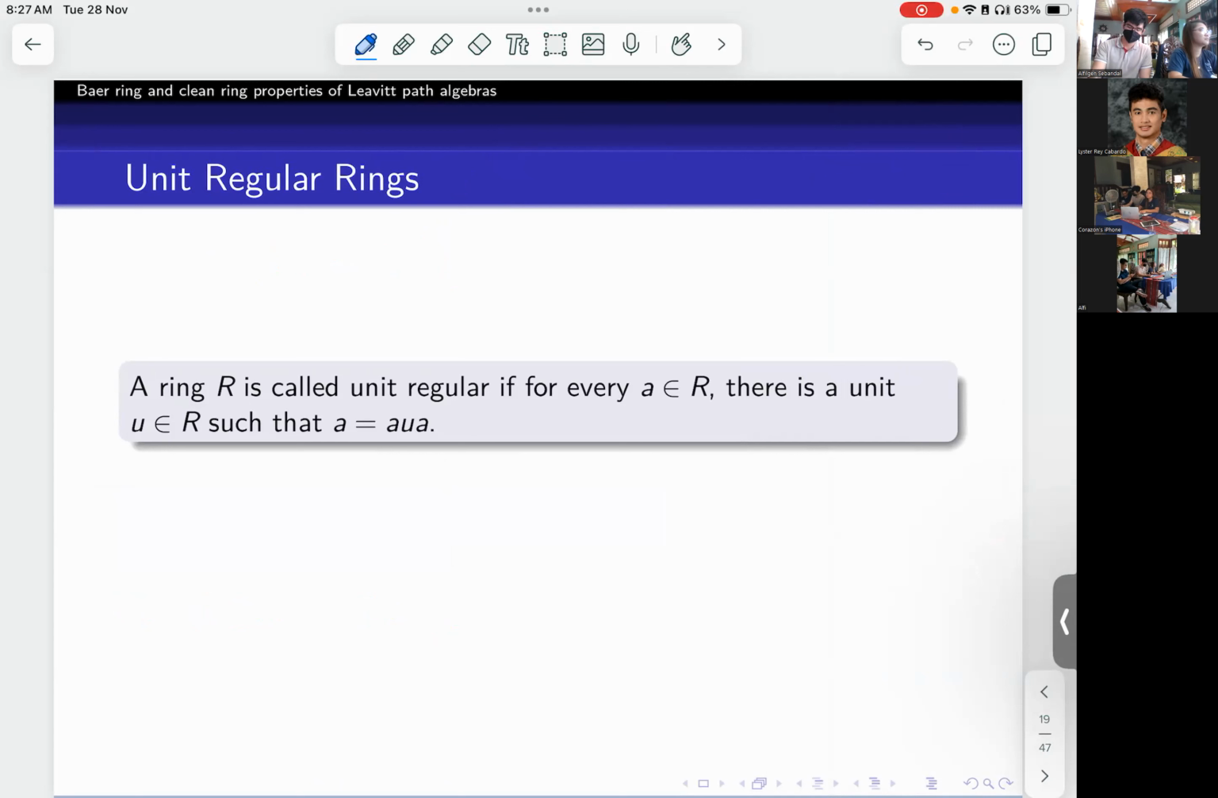So a special case of von Neumann regular rings is something called a unit regular ring. So if I have an element A, I can write it as AxA in a von Neumann regular ring. And if I can choose this X to be a unit, then such a ring would be called a unit regular ring. So a unit regular ring is such that for every A in R, there exists a unit U in R such that A can be written as A equals AUA.